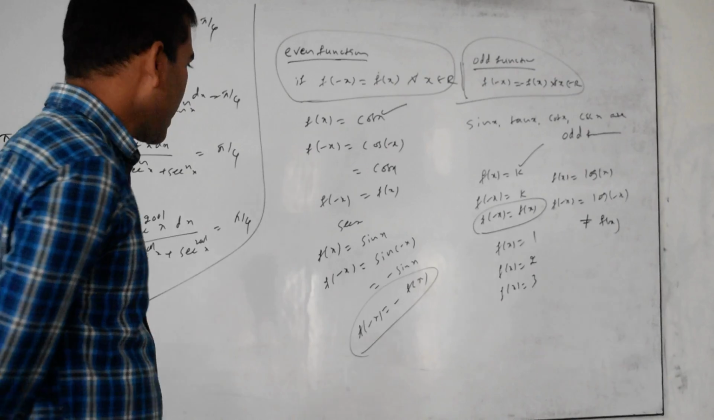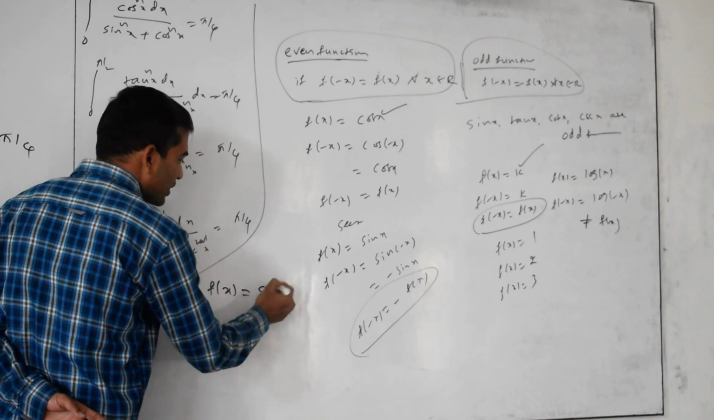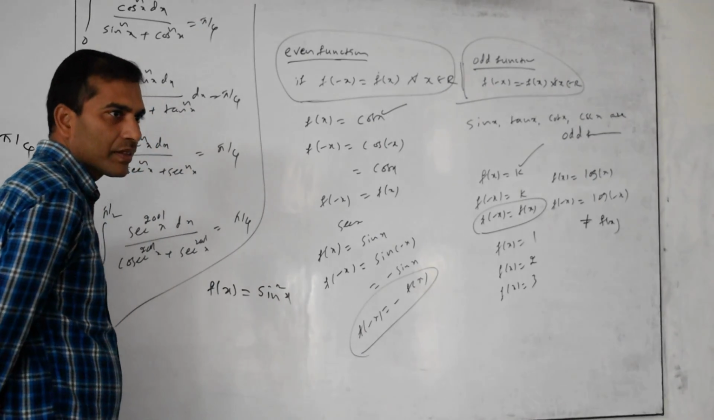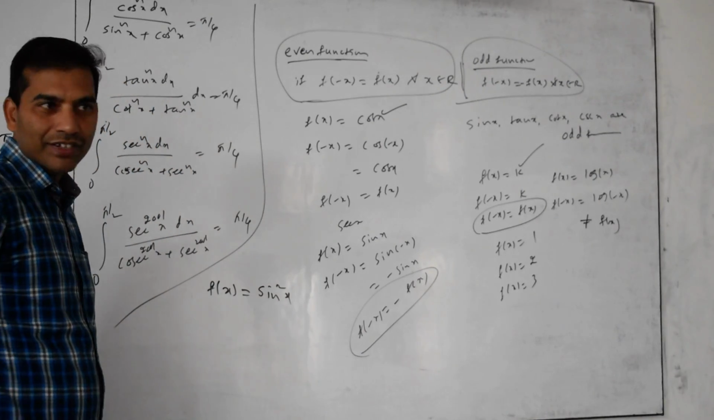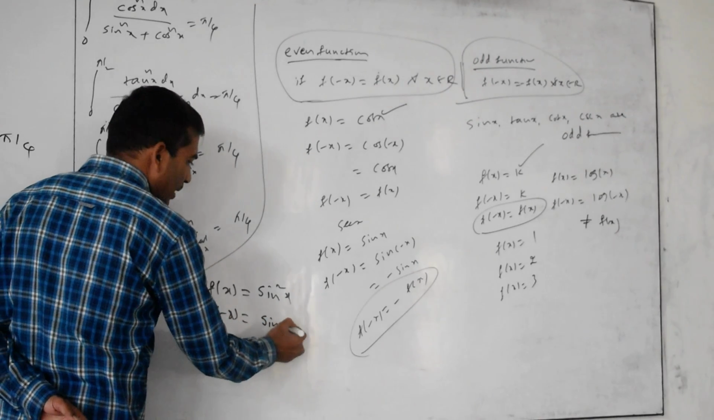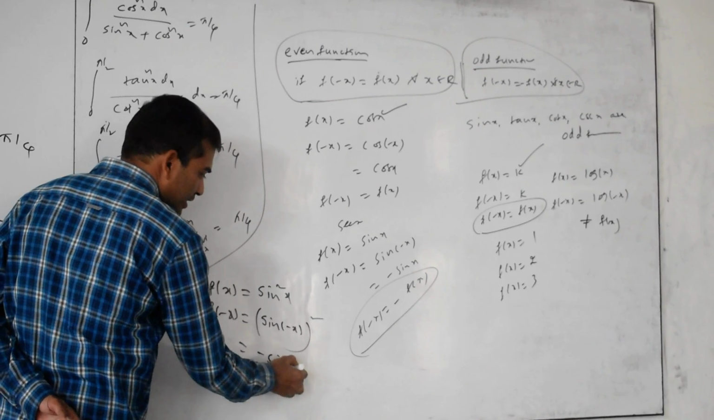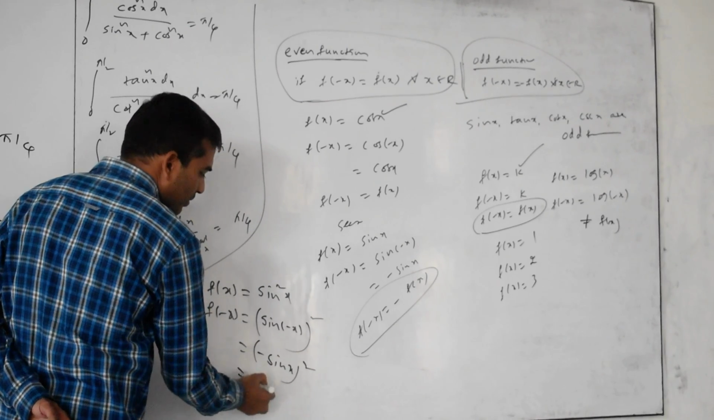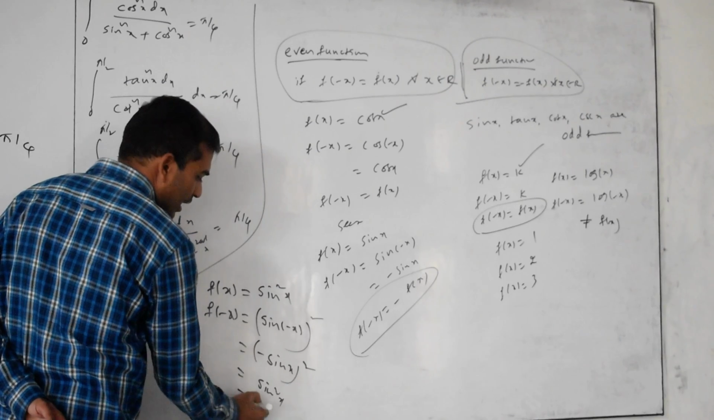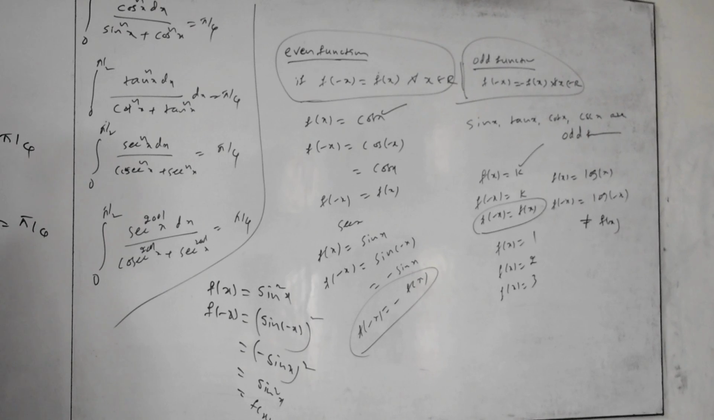Understood? Sin square x: f of x is equal to sin square x. Is it an even function or an odd function? Even function. Because put x equal to minus x, then sin of minus x whole square. Sin of minus x is minus sin x, whole square, which is equal to sin square x, that means f of x. Therefore it is even. Sin x is an odd function, but sin square x is an even function.